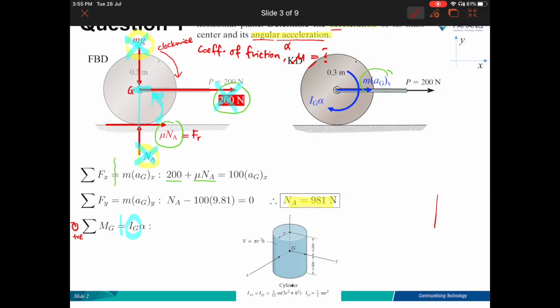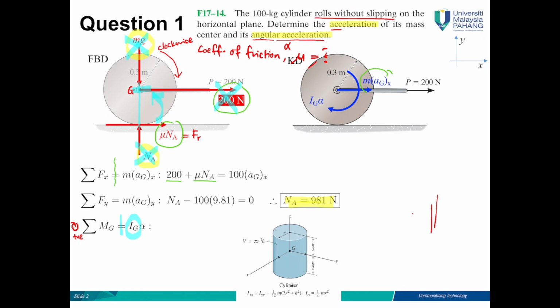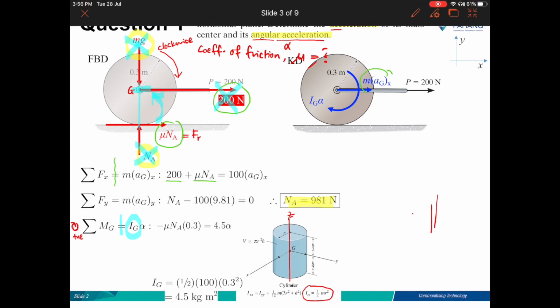Now by looking at this table here, you'll see that this is rotating about the z axis. So we're going to use the IZZ formula. So you will have IG is 1 over 2 times M, which is 100, and R is 0.3 squared. So you'll get 4.5 kg meter square for the IG. So when you bring all the equations together, you'll have minus mu NA times 0.3, this one that I have explained previously, equal to 4.5 alpha.